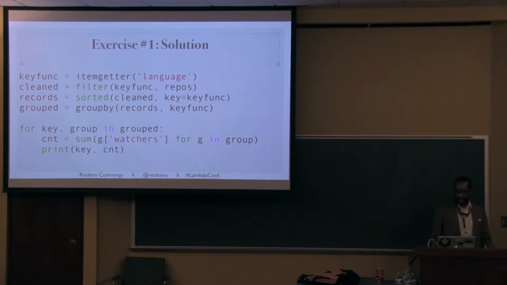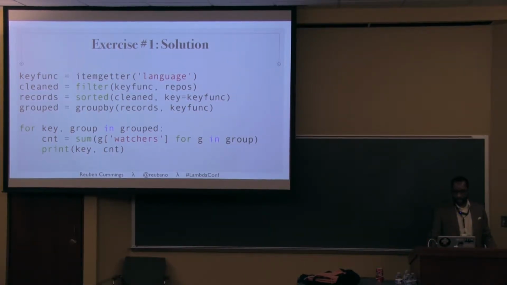I told you that some of the items don't have a language. The way their API works is instead of returning an empty string, they return None. And if you have a field that returns None, for a lot of these functions you get an error. So the first thing we have to do is filter out all of the repositories that don't have a language.